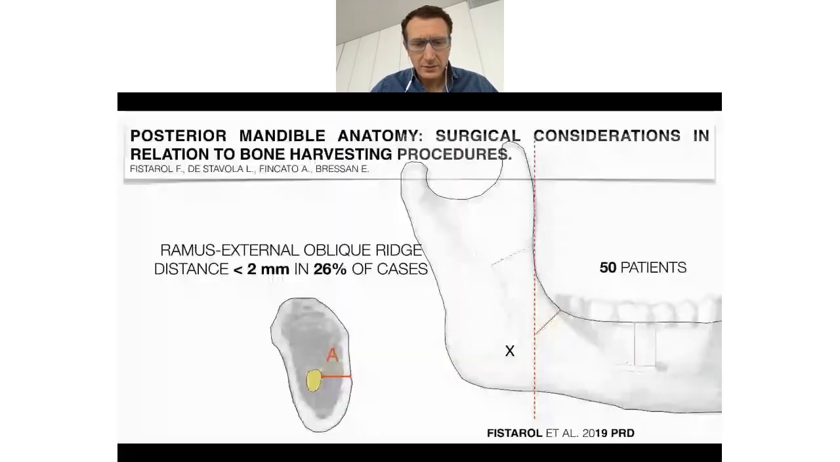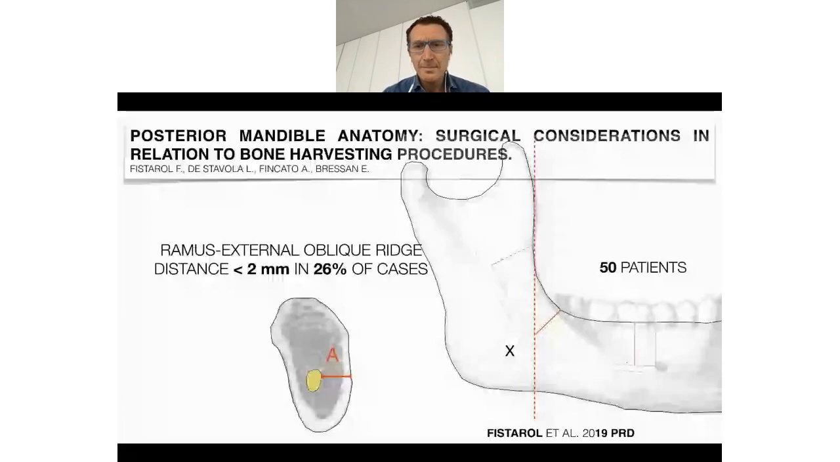But we have a strong fact, which is the anatomy, and which is the frequency of the position of the alveolar canal, the alveolar nerve, in comparison to the external cortical plate. And we published a study in 2019 in the Journal of Periodontics and Restorative Dentistry on a study performed on 50 patients, living patients. So they're not skulls, they are not cadavers, they're living patients.